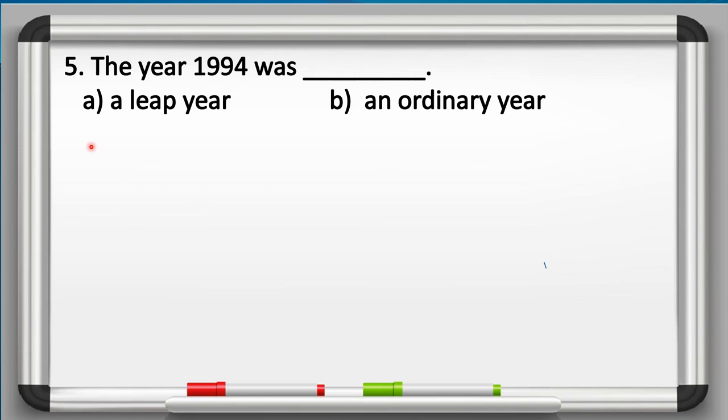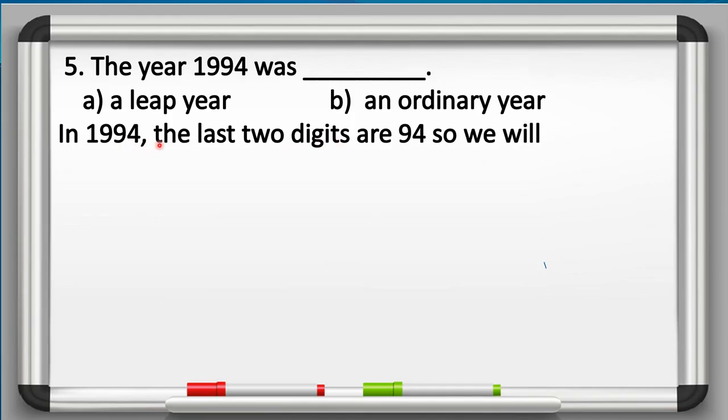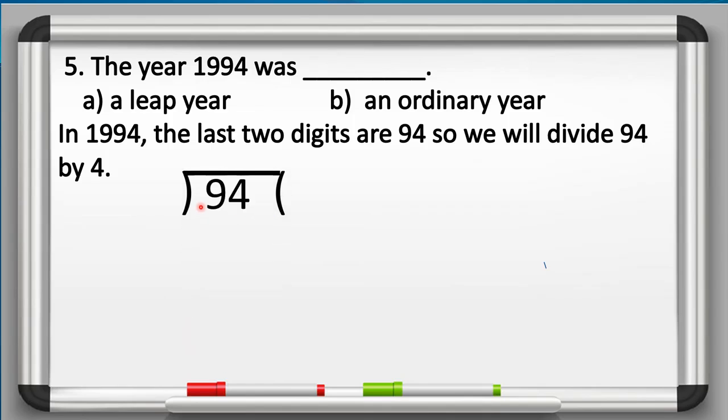Okay, so let's do its solution. In 1994, the last two digits are 94, so we will divide it by 4 to know whether this is a leap year or an ordinary year. Okay, so let's start division of 94 by 4. So here we will make division sign. Okay, 94 as dividend. Okay, and 4 as divisor. Okay, so here you can see that at tens place the number is greater than divisor. So first of all we will solve this tens place. So here we will write table of 4 till we get the greater number than 9.